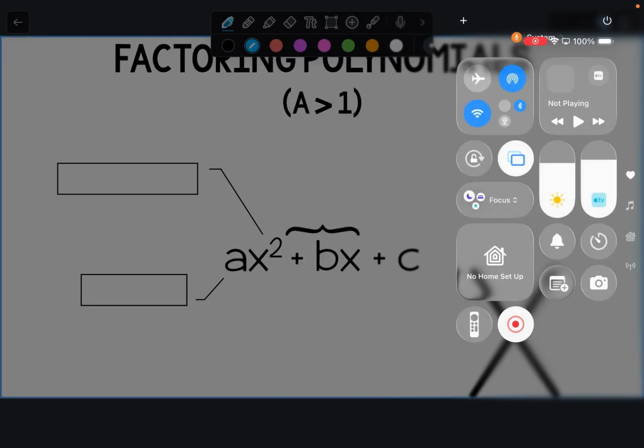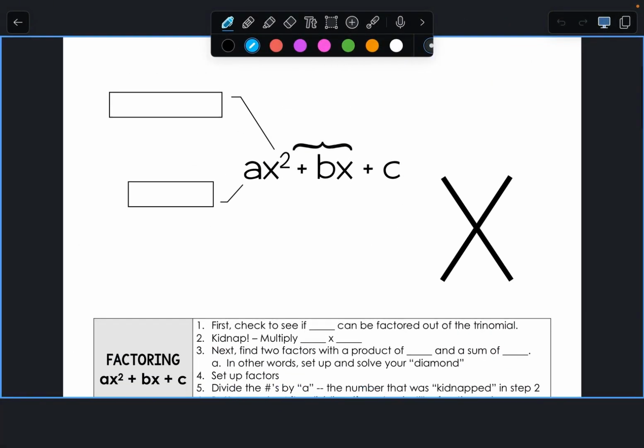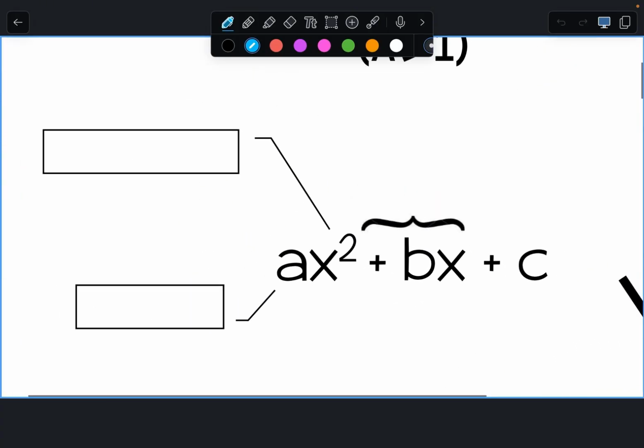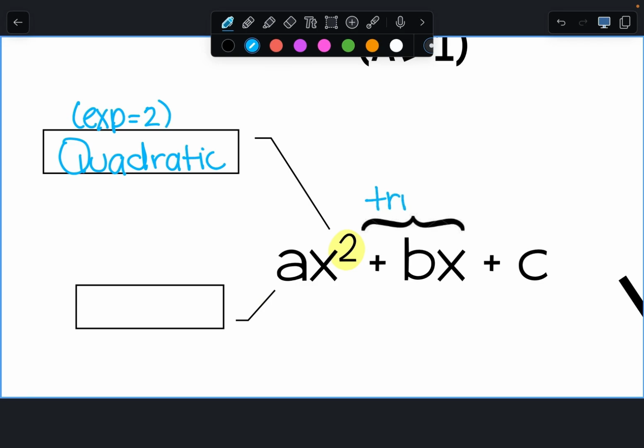Okay. So, factoring polynomials. This is page 88 in your notes. We know that this is a quadratic function for one reason: because the highest exponent in the whole expression is 2. Now, this expression is a trinomial.